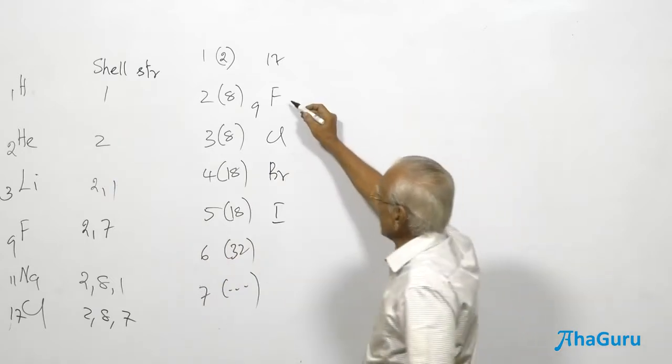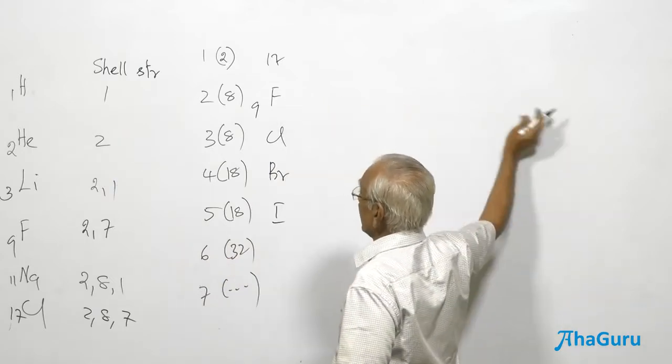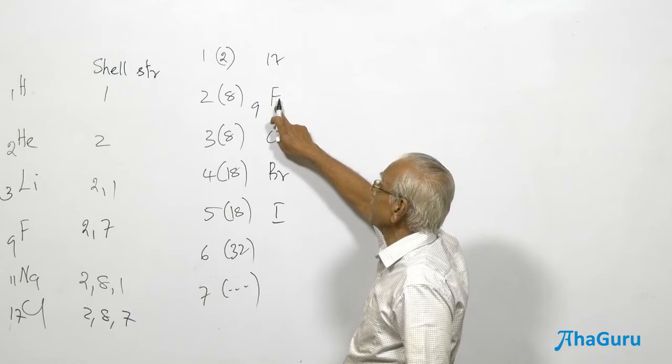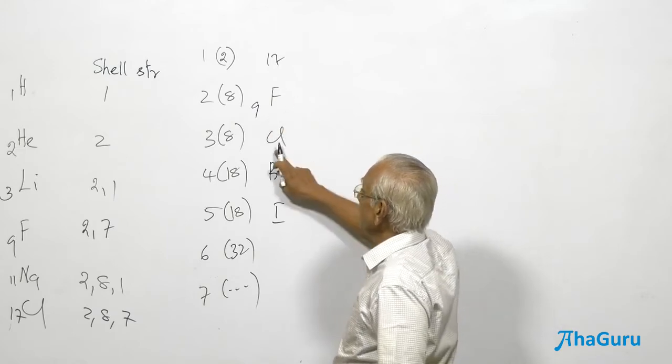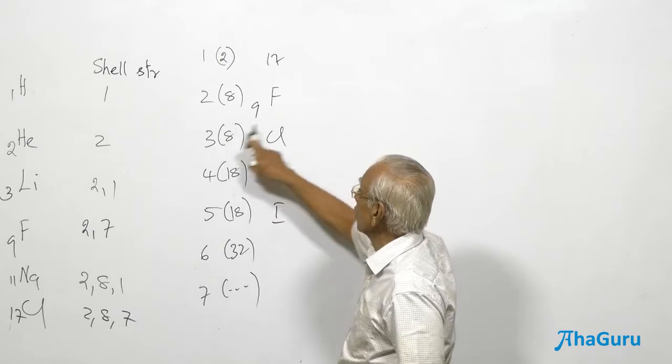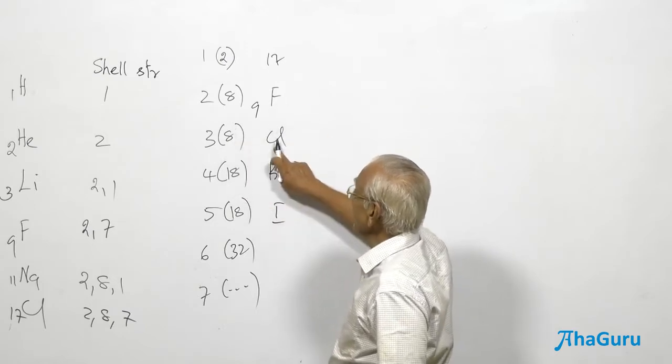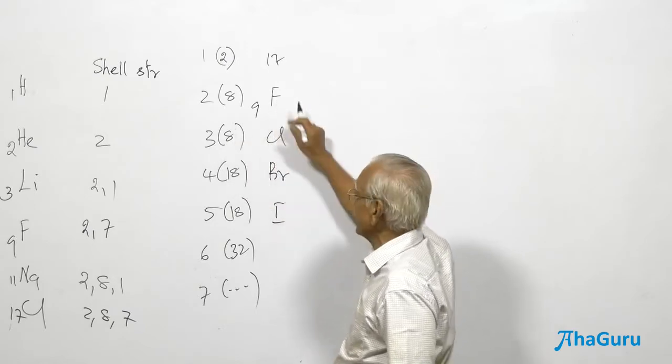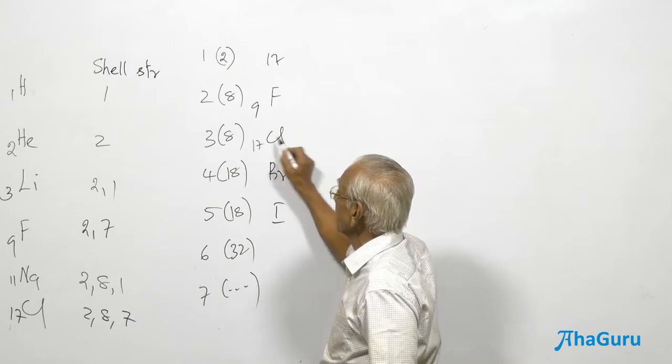Now, there are going to be 8 elements in the second period. This is the 9th element. And from here to this, I have to cross another 8 more. Now, chlorine is supposed to be the 8th element from fluorine here. So, add 8 here, the atomic number 17.